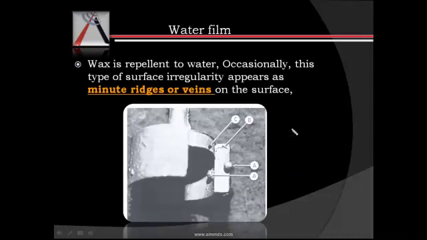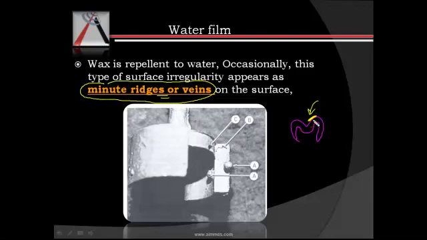Next we'll be talking about the water films on the surface of the wax pattern. Now this wax pattern, which is made up of wax of course, is repellent to water. So water has a tendency to form films, and occasionally this water film is reflected in the mold cavity and finally onto the surface of the casting like minute ridges or veins. This is a very important point and a very important MCQ.